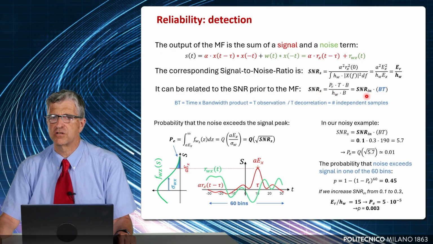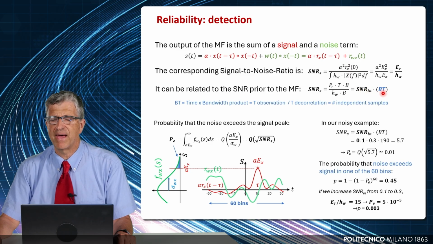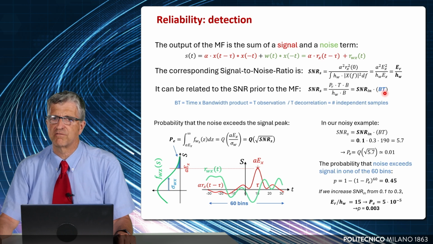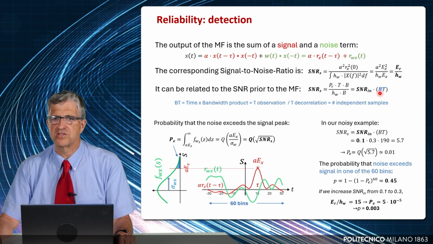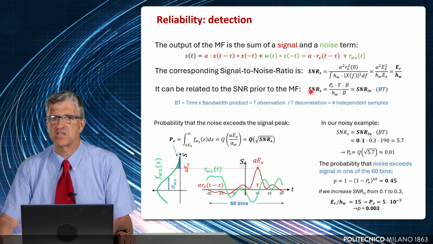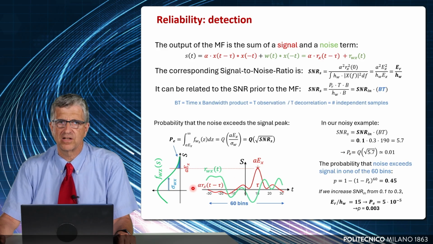At the output of the matched filter, the signal-to-noise ratio is the signal-to-noise ratio at the input multiplied by the bandwidth-time product. And this is the product of the duration of the observation divided by the decorrelation time, so the number of independent samples. It means that the matched filter increases the signal-to-noise ratio by the number of independent samples that you average. And here, with this formulation, you can compute the result in two cases.